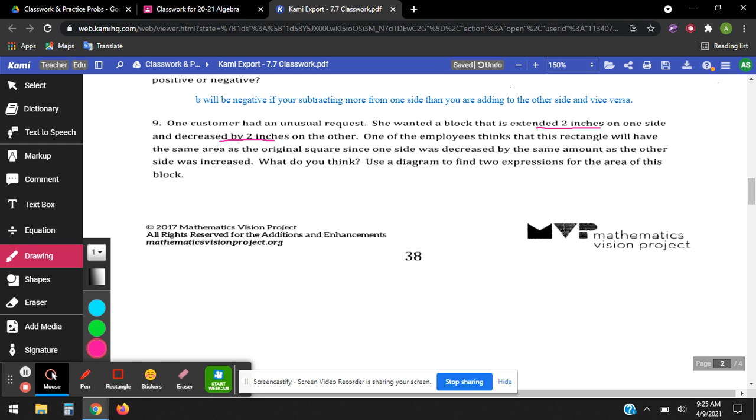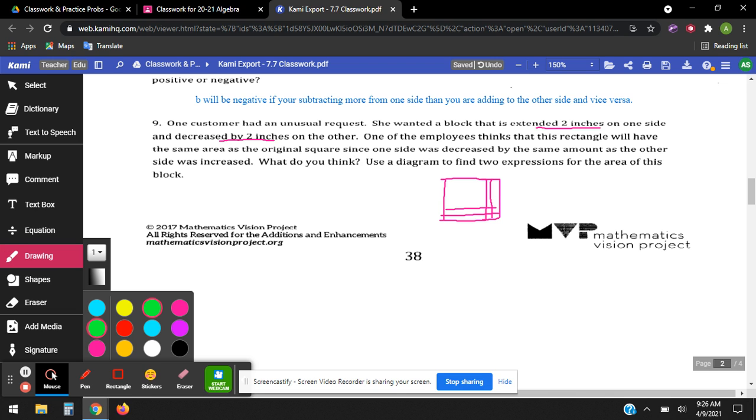So let's make, so I have this one. I'm going to increase it by 2, but then I'm going to decrease the other side by 2. And so let's see what happens. A of x equals x plus 2 times x minus 2. Okay, well, x squared, these guys, and then I'm going to take away 2x. I'm going to add 2x. 2 times a negative 2 is a negative 4.